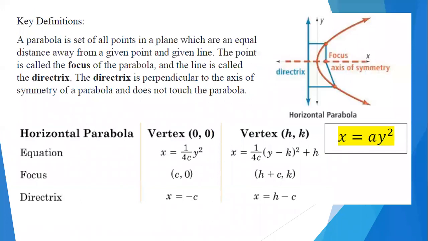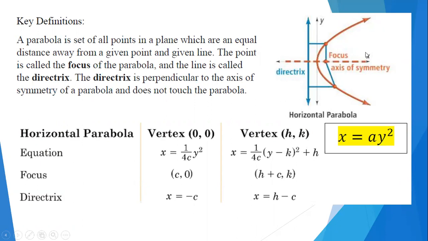Okay, so yesterday we talked about a parabola is a set of all points in a plane which are an equal distance away from a given point and a given line. The given point is called the focus, and the given line is called the directrix, right? The directrix is perpendicular to the axis of symmetry.